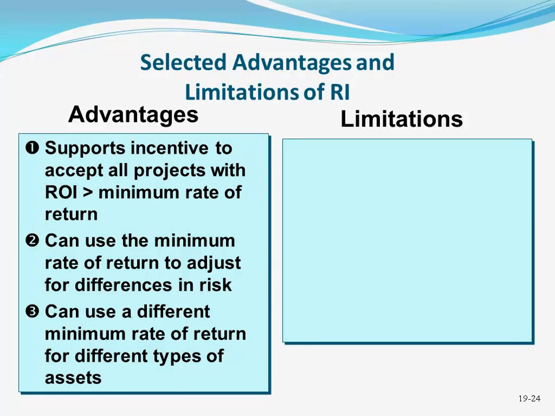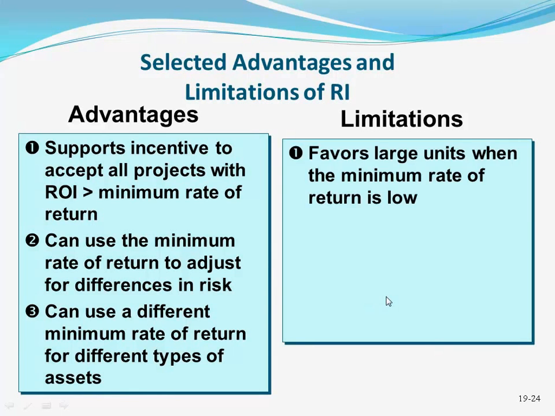Okay, the advantages of residual income and the economic value added: it supports incentives to accept projects where the ROI is higher than the minimum rate of return. We saw that. It can use the minimum rate of return to adjust for differences in risk for different projects or different areas or different product lines. And we know that because once we have a minimum rate of return, we can adjust it for risk by adding a risk premium to areas or projects that we consider more risky. We can use different minimum rates of return for different types of assets.